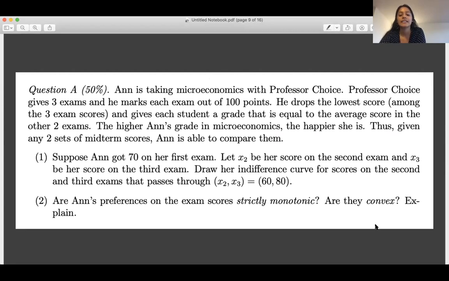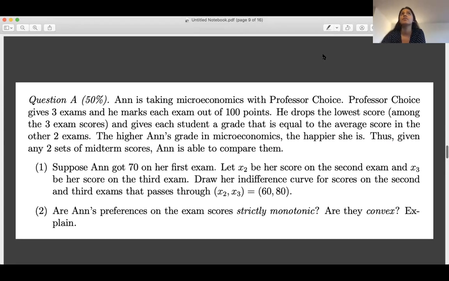So this is a pretty good example of what you could get on your midterm. So I'll go through this, and then the next question is more about consumer choice, like utility. So we'll just go through this.